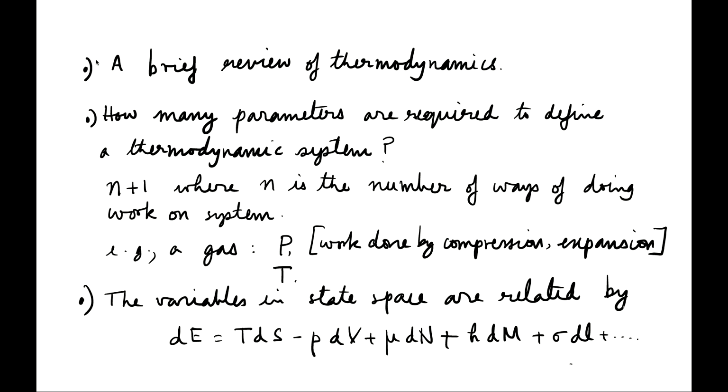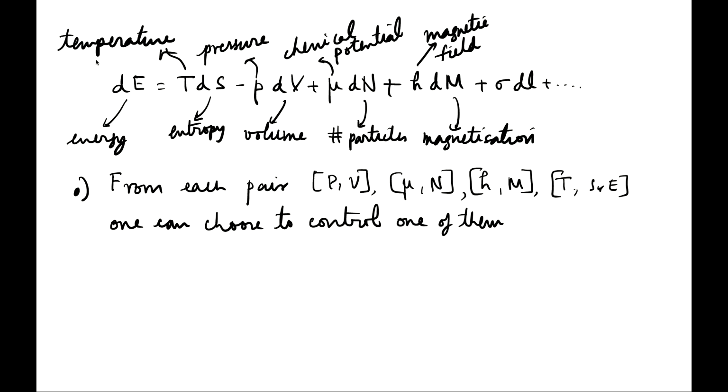dE equals TdS minus PdV plus mu dN plus H dM plus sigma dL. What are these quantities? So dE is the change in energy, T is temperature, dS is change in entropy, P is pressure, and PdV is the work done. Mu dN: mu is the chemical potential, N is the number of particles, and mu is like the work you do to change the particles by 1. H is like the magnetic field, M the magnetization, sigma is like surface tension, dL is this, and so on.